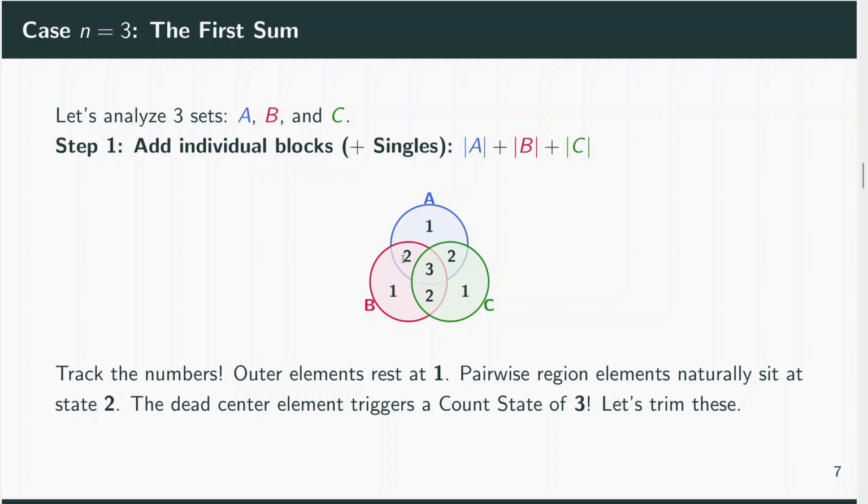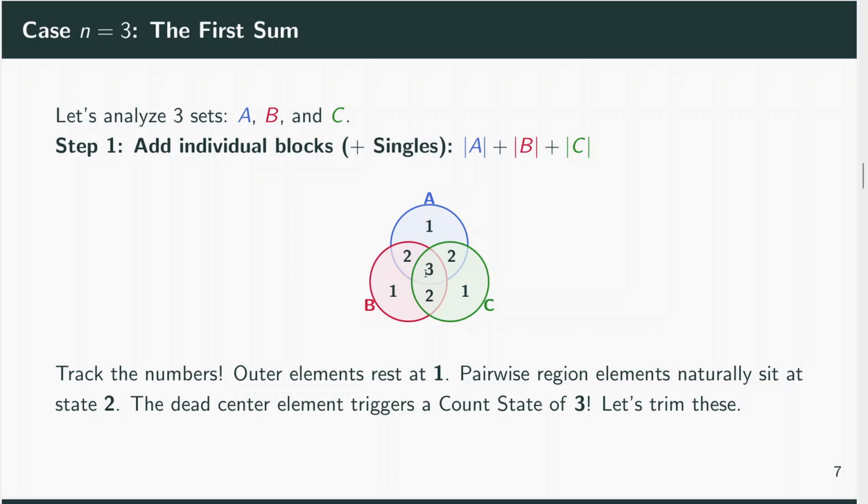Similarly, the region where A and C overlap, but not B, count state 2. And the region where B and C overlap, but not A, also count state 2. All 3 pairwise overlap regions sit at count state 2. They have each been counted twice, and we need to bring them down to 1. But now look at the very center, the region where all 3 circles meet simultaneously.